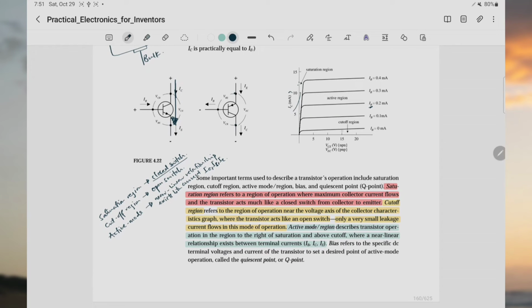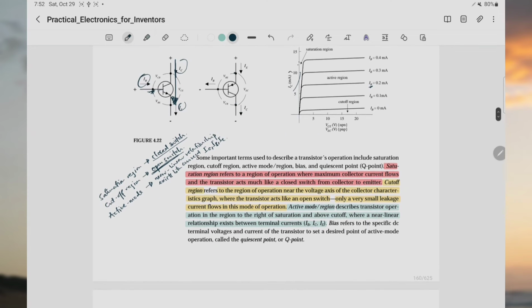Then during the cutoff region, there's little to no current. There's only the leakage current flowing through the base. It's only a small leakage current, which is not enough to activate our transistor. So it's going to be acting as an open switch. Then the active mode is where there is a near linear relationship between the currents of the bipolar junction transistor.